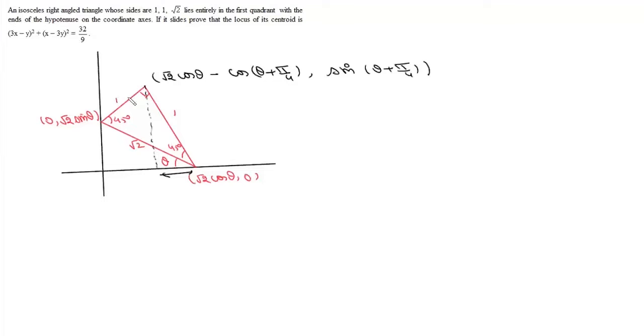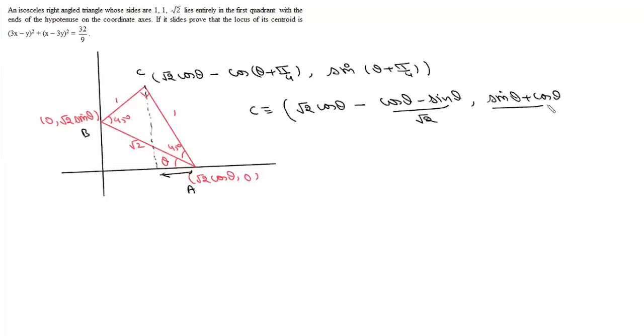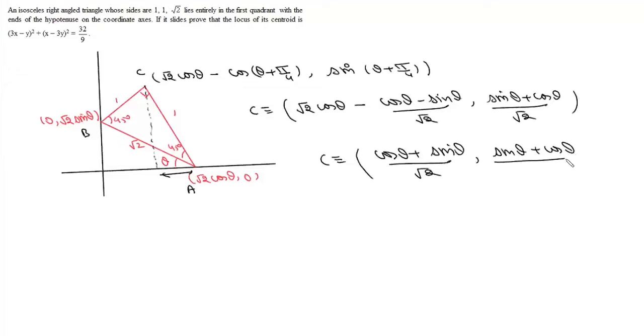So this point, say C, and these are A and B. The C will be root 2 cos theta minus, now this is cos theta minus sin theta by root 2, and here it will be sin theta plus cos theta by root 2. Now this is 2 cos theta. So the coordinate of this point C will be (cos theta plus sin theta by root 2, and sin theta plus cos theta by root 2).